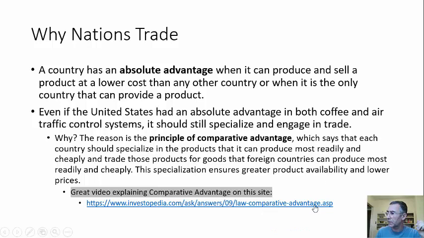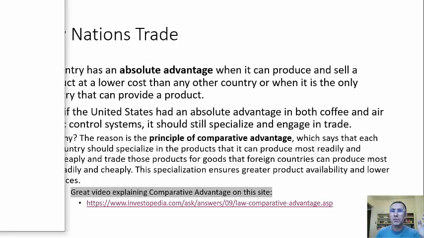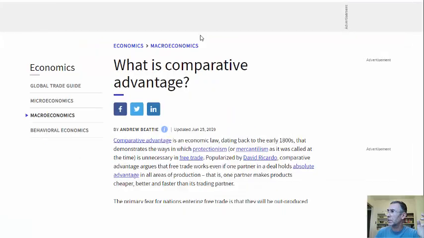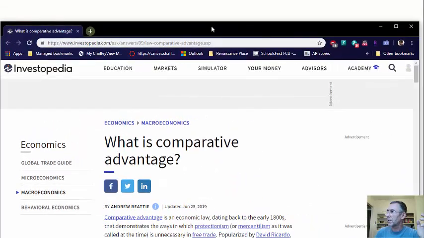For some reason, it looks like, there we go. So let's see, make sure that it works. There we go. So this is from Investopedia, which is a site that I use occasionally. Make sure you guys can all see that. There we go.